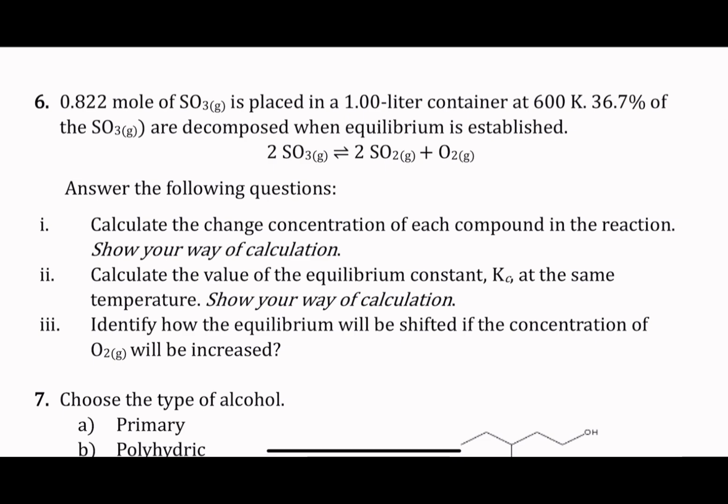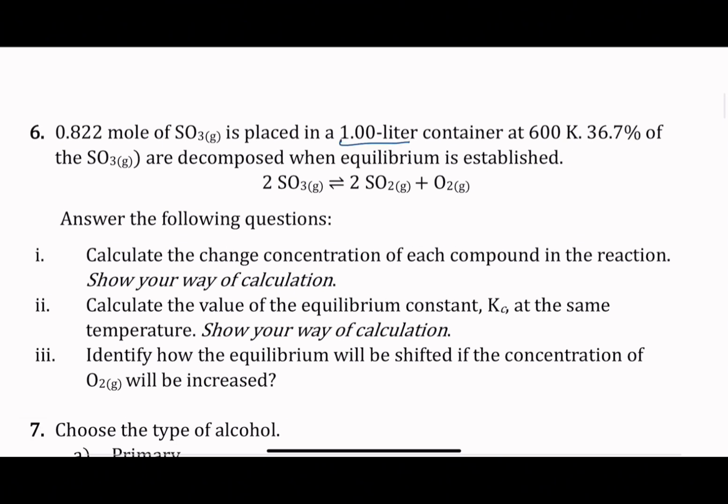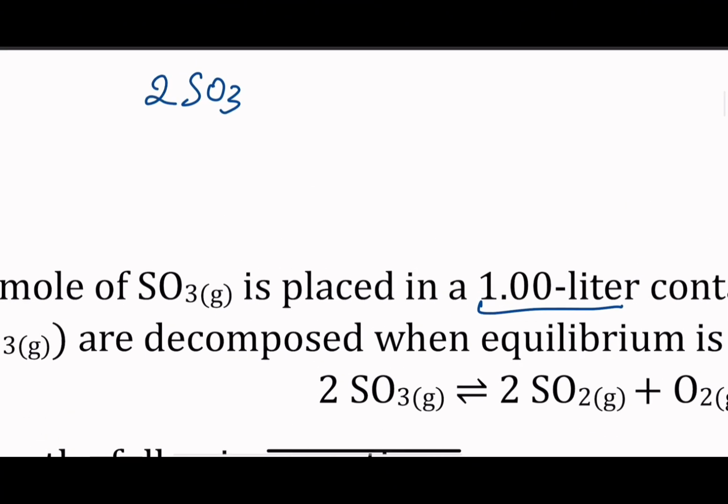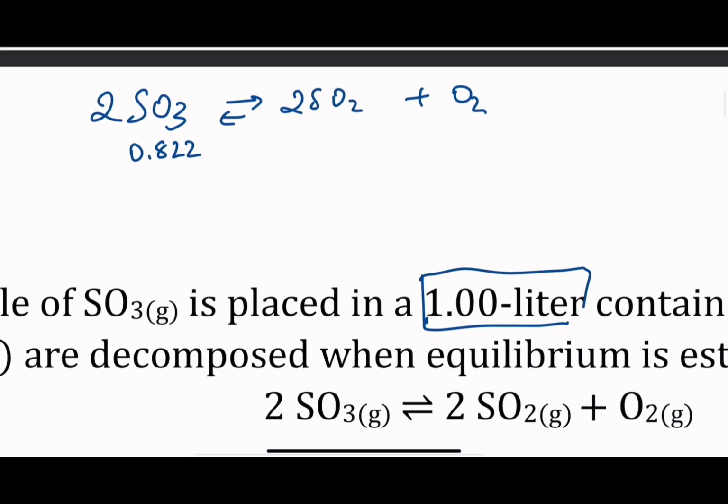We have 0.822 mole of SO3 placed in a 1 liter container at 600 Kelvin, and 36.7% of SO3 are decomposed when equilibrium is established. Now the reaction is in here in the bottom. We know that for a start, if we do the reaction in here, the ICE chart, so I draw it for you. Now I have started with 0.822 moles or molar, because the liter is 1 in here, the concentration doesn't really get affected, the number itself.